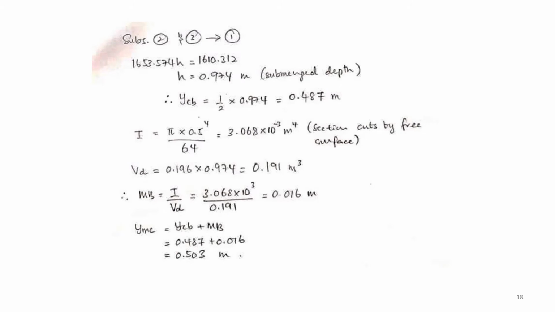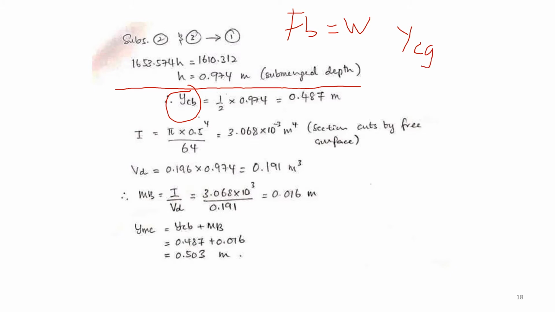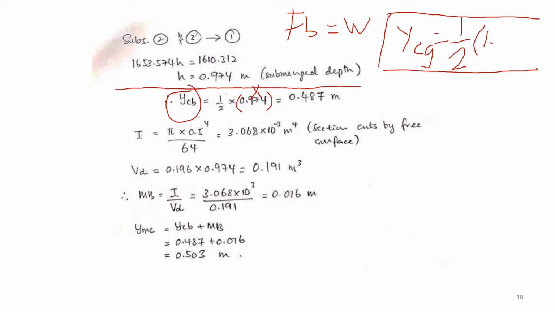Okay, then we can substitute into the formula FB equals W to determine the unknown H. So you get the submerged depth H as 0.974. Okay, and then the next step is you need to find the YCB and also YCG. Okay, YCB is half of the H ataupun X, from the submerged depth. For YCG, if it is a cylinder, it can be half also, so it is half of the total length. The total length is 1.25, right? So YCG is half of the total length.